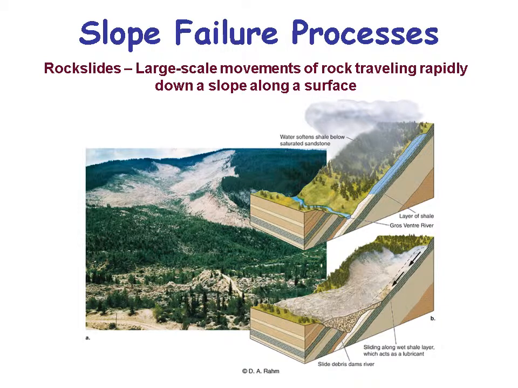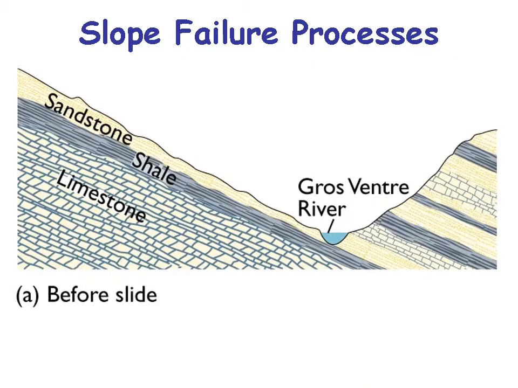So you have water that may, it may rain, and then it goes down through the rocks in the top layer, and then it hits the shale, and because shale is impermeable, the water doesn't go through the shale, so it forms a lubricant, and it gets slippery, and the rocks on top of the shale slide on down and cover whatever they cover.